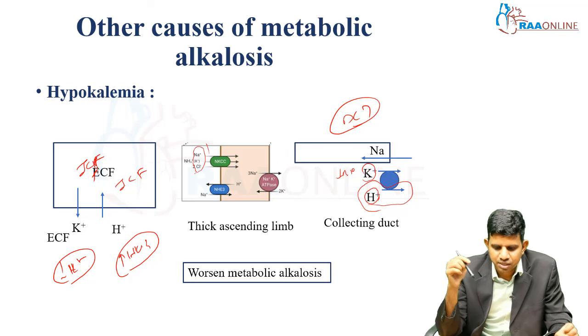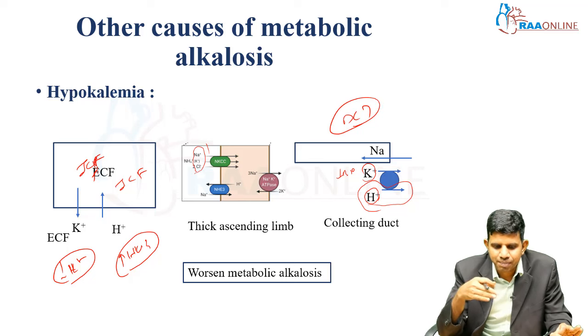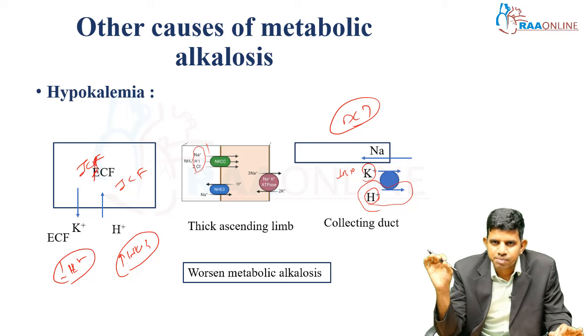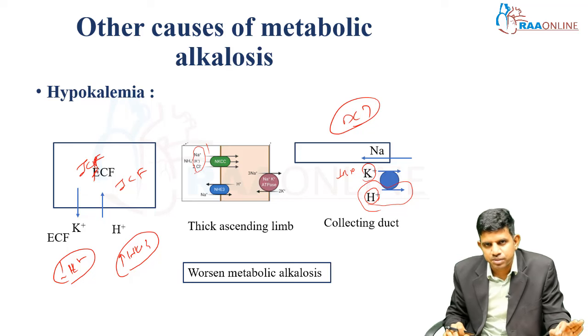One is the transcellular shift, second is the sodium potassium chloride channel downregulation in the loop of Henle, and third is the collecting duct secreting more hydrogen ions in hypokalemia. So, these are the mechanisms by which hypokalemia causes metabolic alkalosis, or causes the maintenance of metabolic alkalosis. This correction of hypokalemia is very important. Okay.